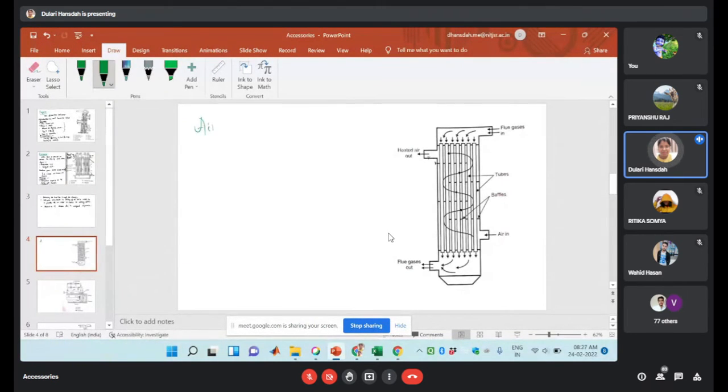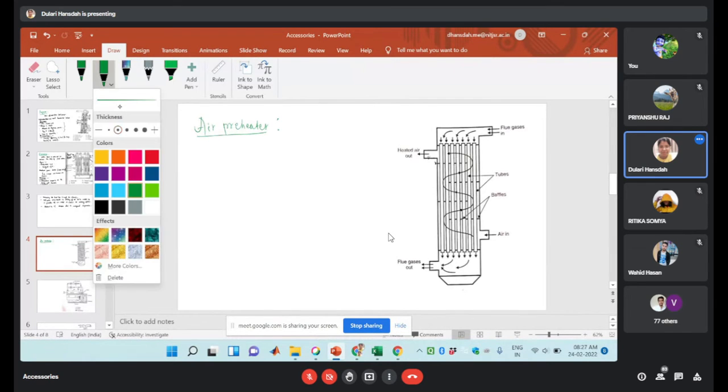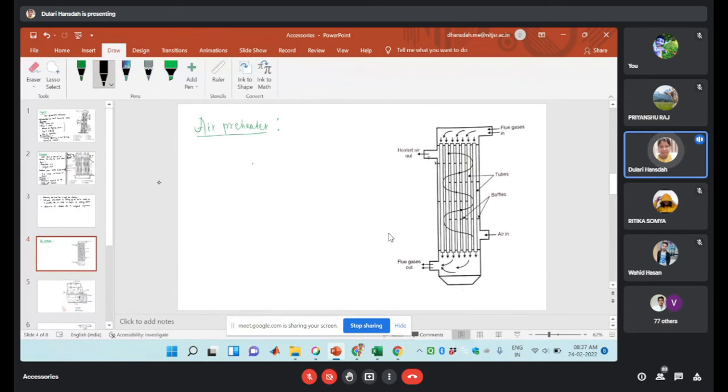Next one is the air preheater. This is the diagram for the air preheater. The function of the air preheater is to increase the temperature of the inlet air to the furnace so that the combustion efficiency of the furnace will increase.